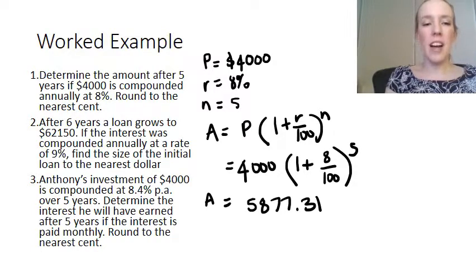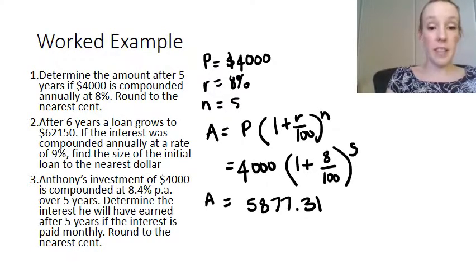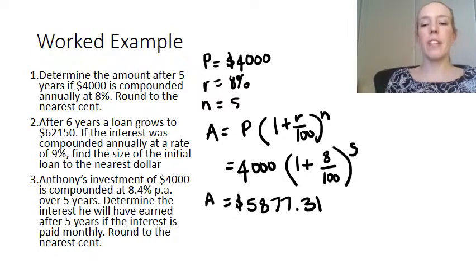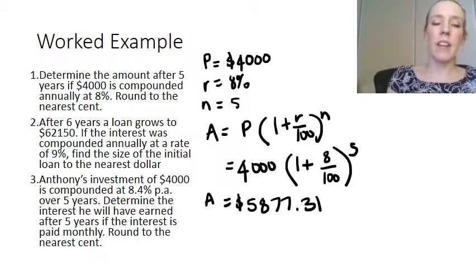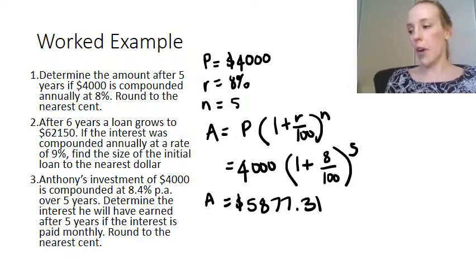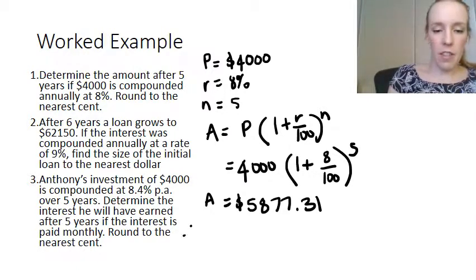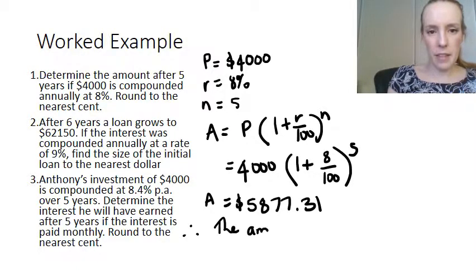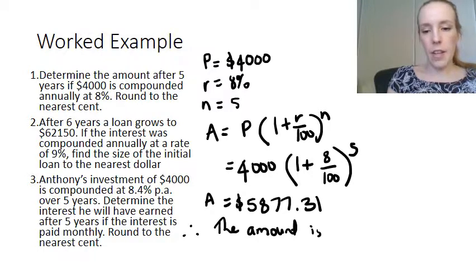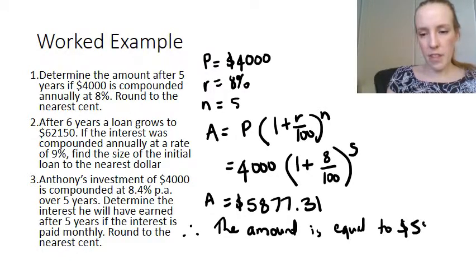Our question asks us to determine the amount. So our amount is $5,877.31. It asks us to round it to the nearest cent. So we've rounded to the nearest cent. So therefore, the amount is equal to $5,877.31.